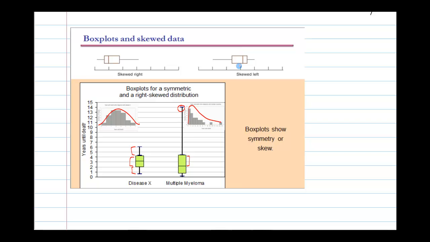Now a left skewed distribution would have the bulk of the data over here. If you notice here, the bulk of the data, the 50th percentile, is all skewed to the left. So you should be able to look at a box plot and talk about the shape of the distribution.